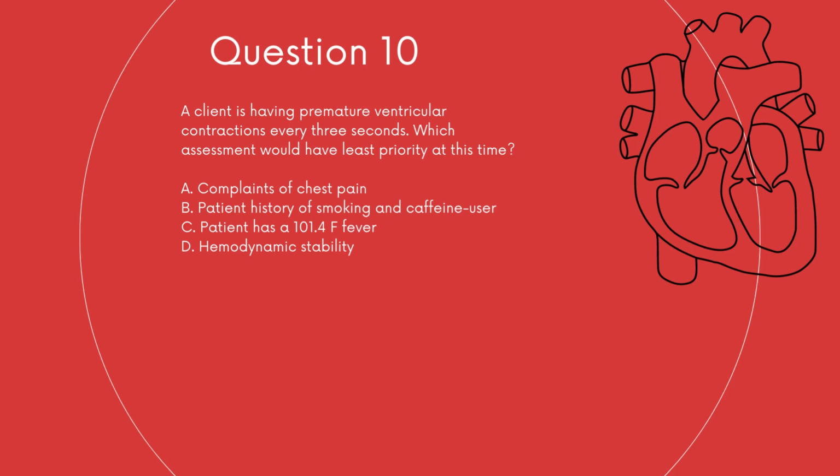hemodynamic stability. Right off the bat, I'll knock off one of the answers for you. Hemodynamic stability is always important, especially if someone is symptomatic and presenting in an abnormal way. So that's always going to be a priority. And since this question is asking for least priority, that's going to be knocked off right off the bat. Give yourself a minute here to come up with the best answer.